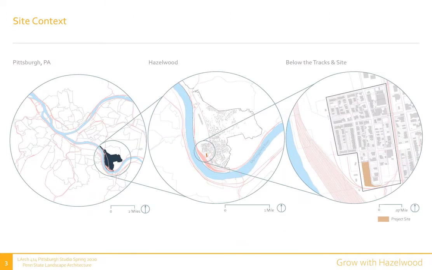In the far left map, we see Hazelwood is located along the Monongahela River, southeast of Pittsburgh's downtown core. Below the tracks is a community in the southwest area of Hazelwood, as seen in the middle map, and my project site is an open grass field with overgrown sports courts between Blair Street, Melanchthon Street, and the railroad switchyard, as seen in the far right in orange.